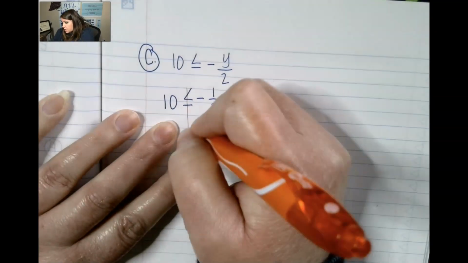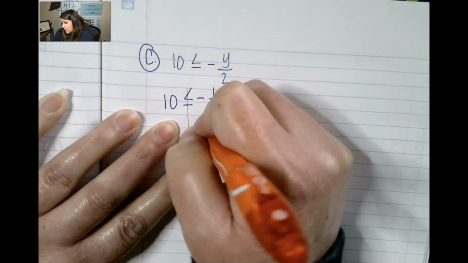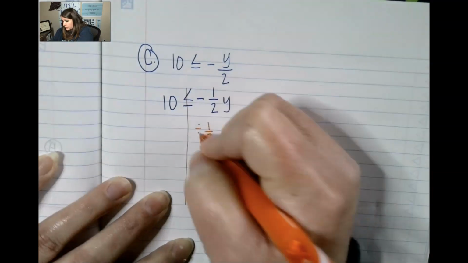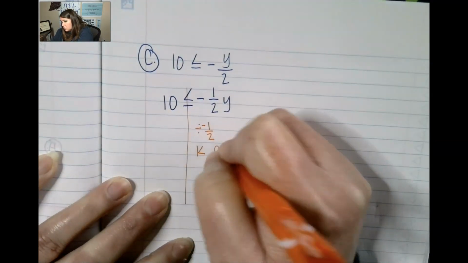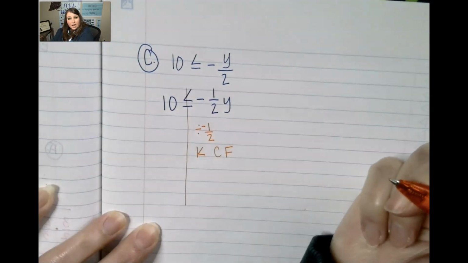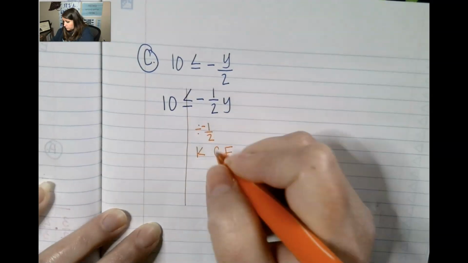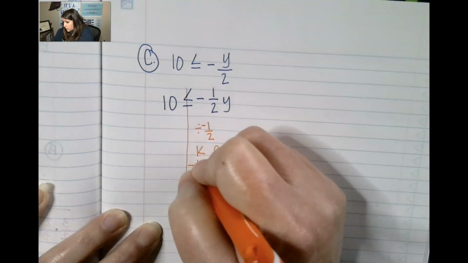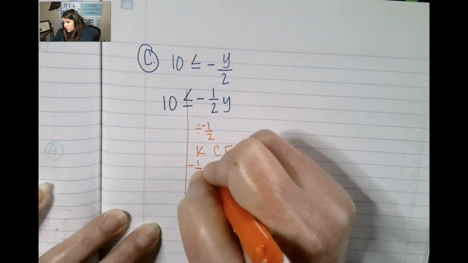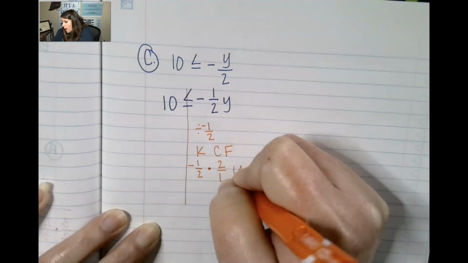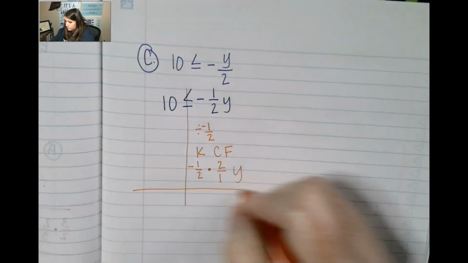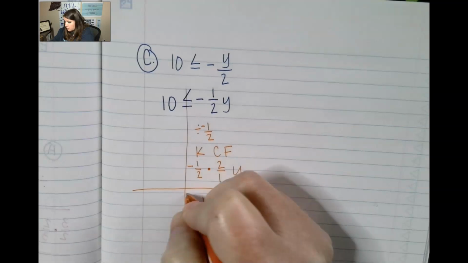So now we're going to use this divided by 1/2. So negative 1/2 divided by negative 1/2. That's keep, change, flip because we're dividing a fraction by a fraction. So I have negative 1/2 times 2 over 1y. That's just going to be y.